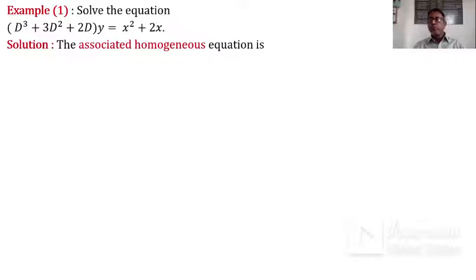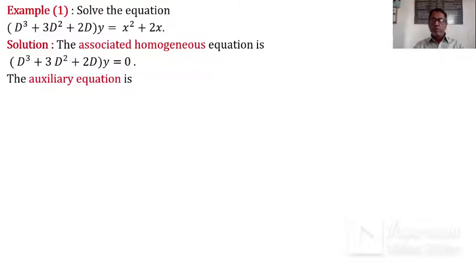From this we consider the associated homogeneous differential equation, and the associated homogeneous differential equation is what? In the bracket (D cube plus 3D square plus 2D) of y is equal to 0. From this we consider the auxiliary equation: m cube plus 3m square plus 2m is equal to 0.